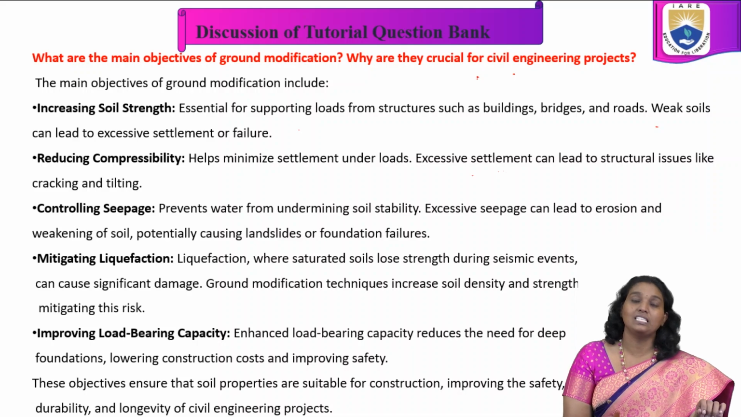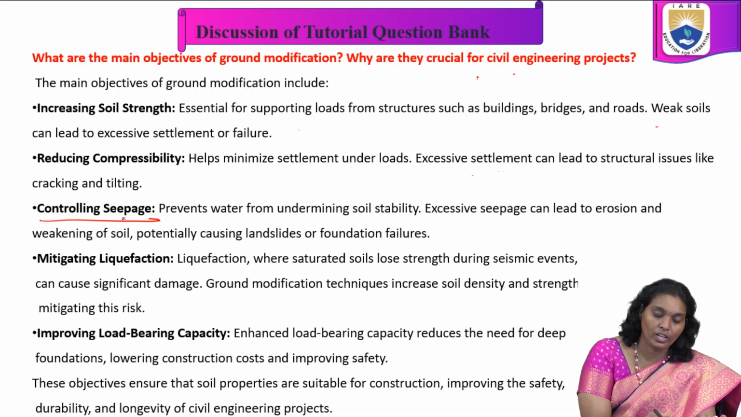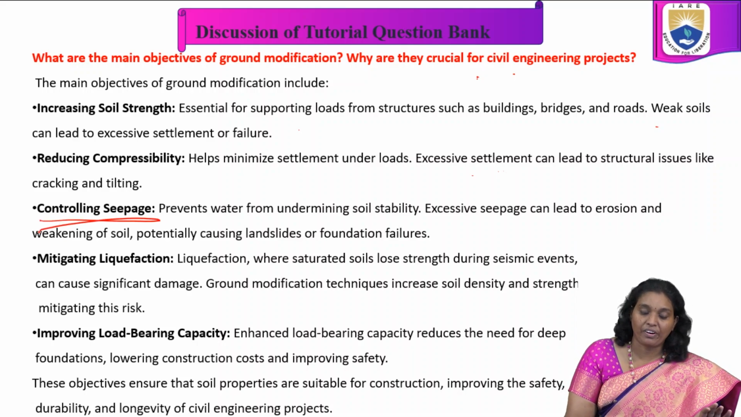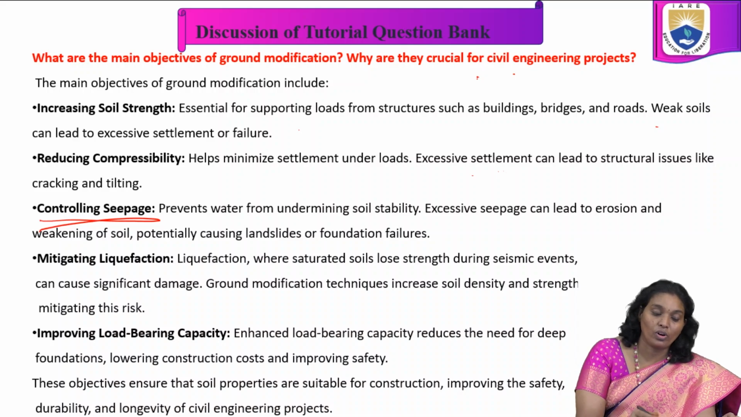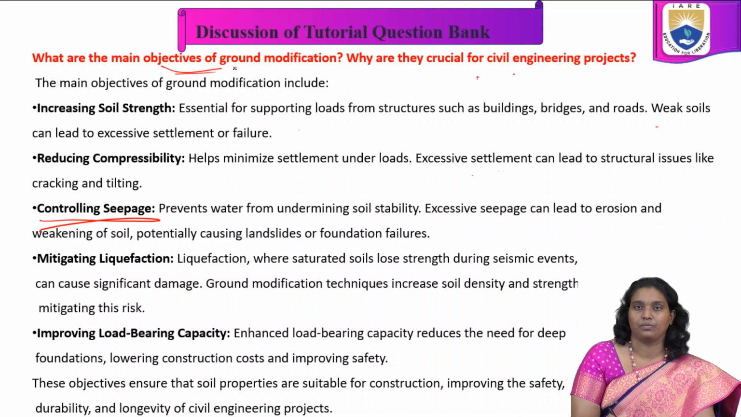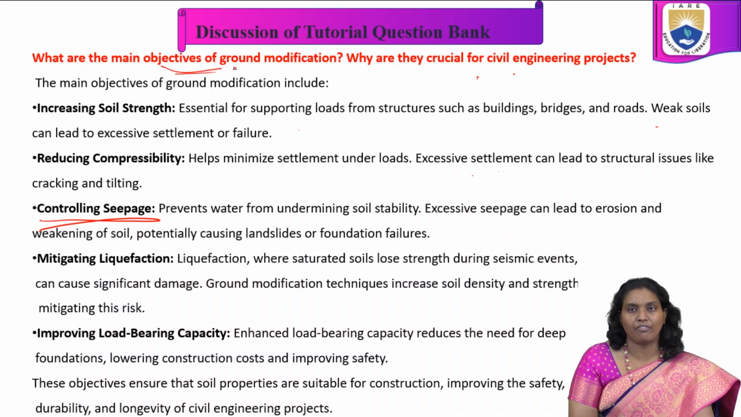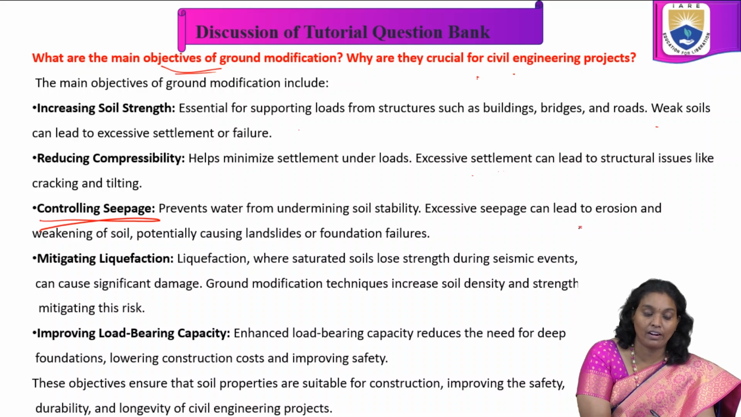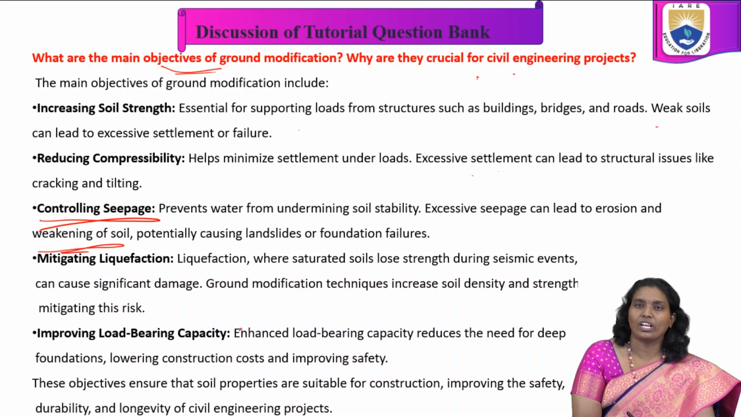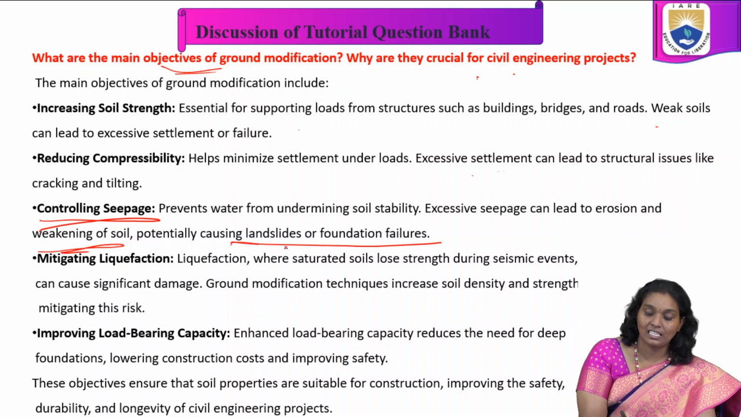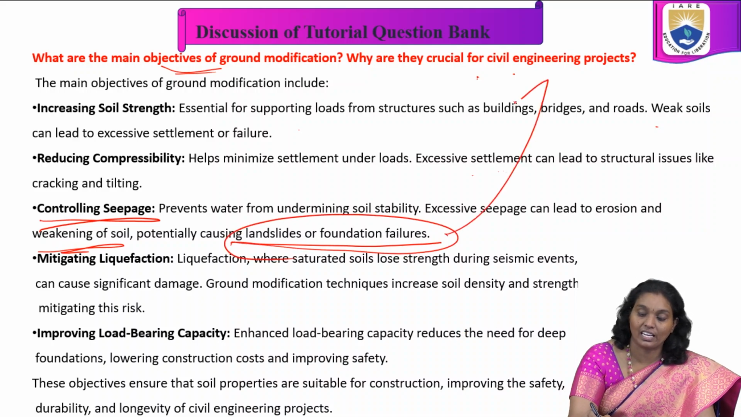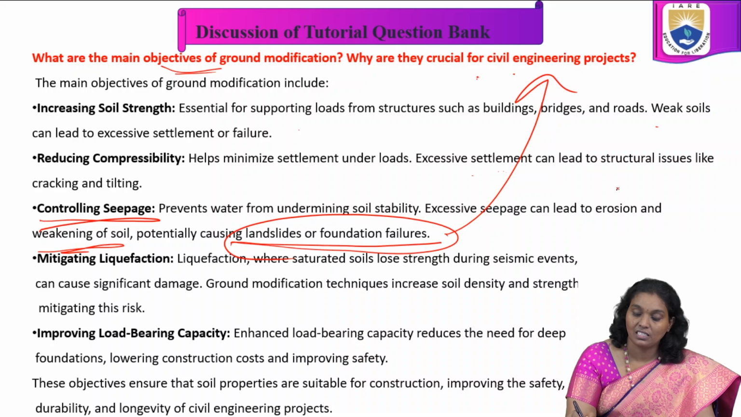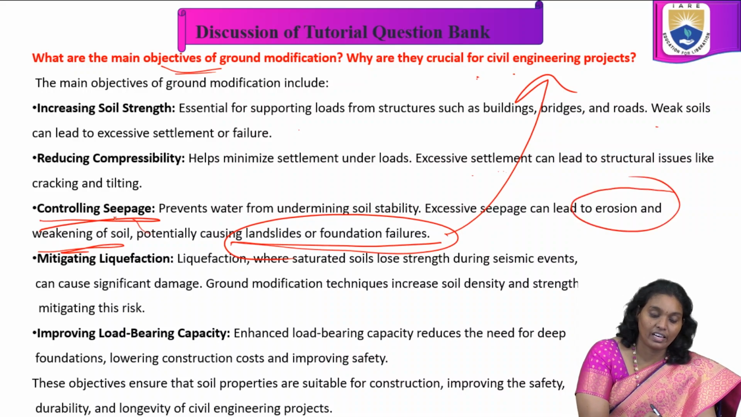Now, controlling seepage. Controlling seepage is one of the objectives. It prevents water from undermining soil stability. Excessive seepage can lead to erosion and weakening of the soil, potentially causing landslides or foundation failures. These landslides and foundation failures are civil engineering concerns, because of the erosion and weakening of the soil.